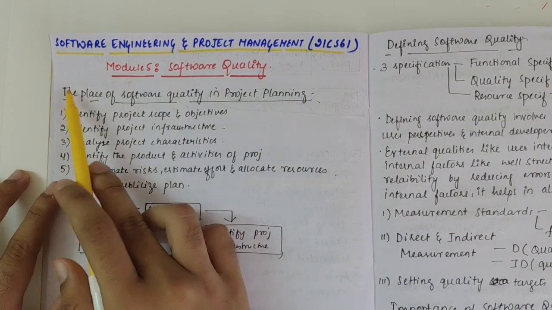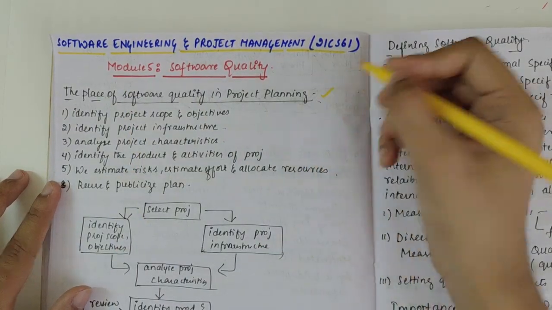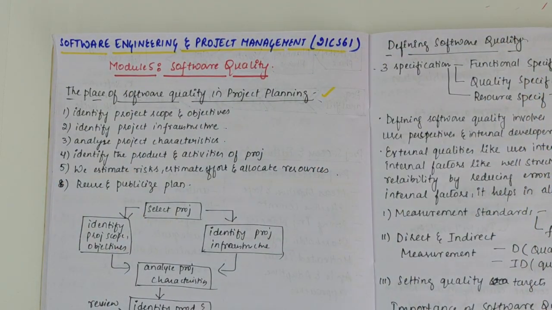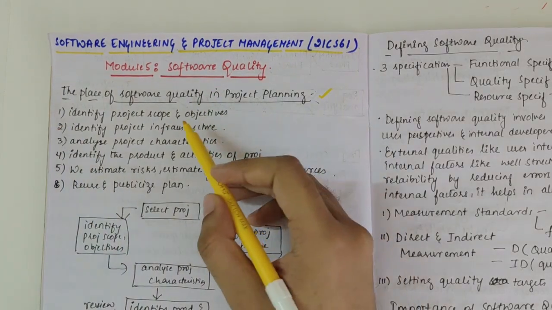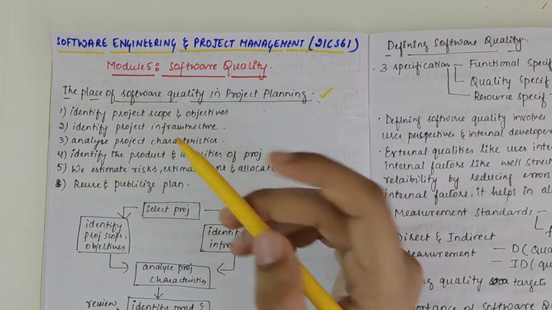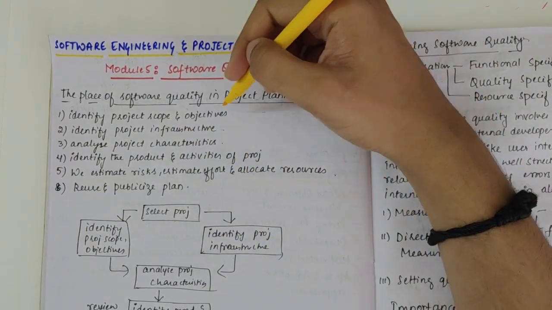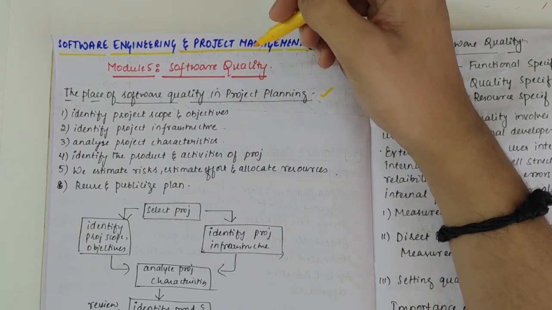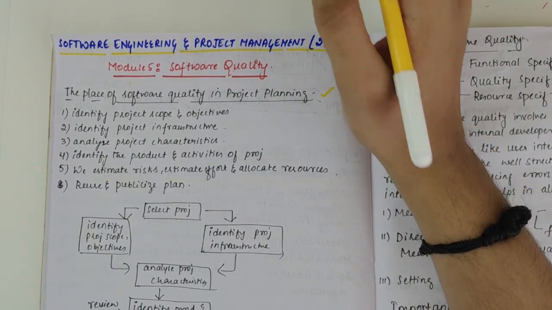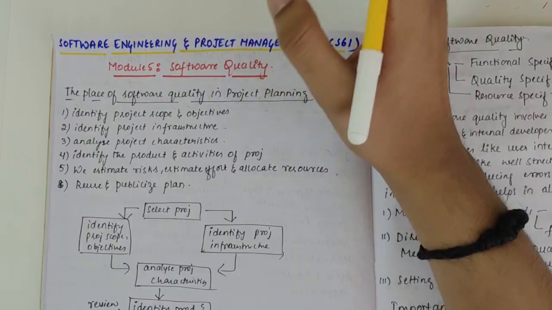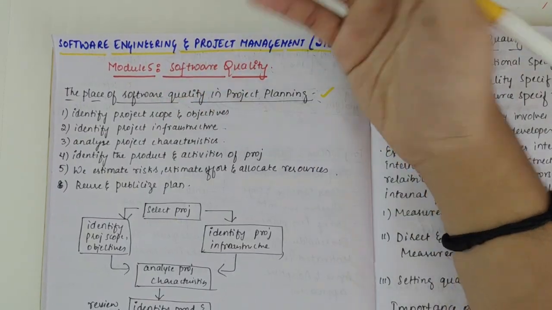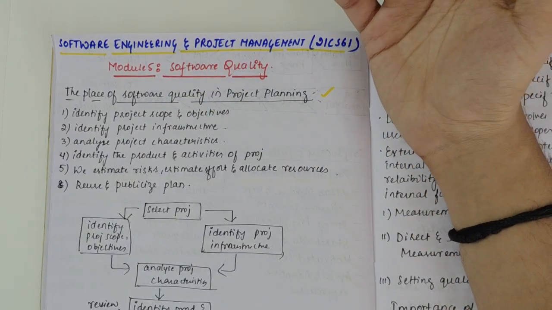So the first topic we have is the place of software quality in project planning. In project planning, quality plays a very important role, right from the planning to the execution. We should make sure that the quality is maintained. The first step is to identify the project scope and objectives. Identification of objectives is necessary so as to have a streamlined approach towards the goal, and scope specifies the limitations of our project.